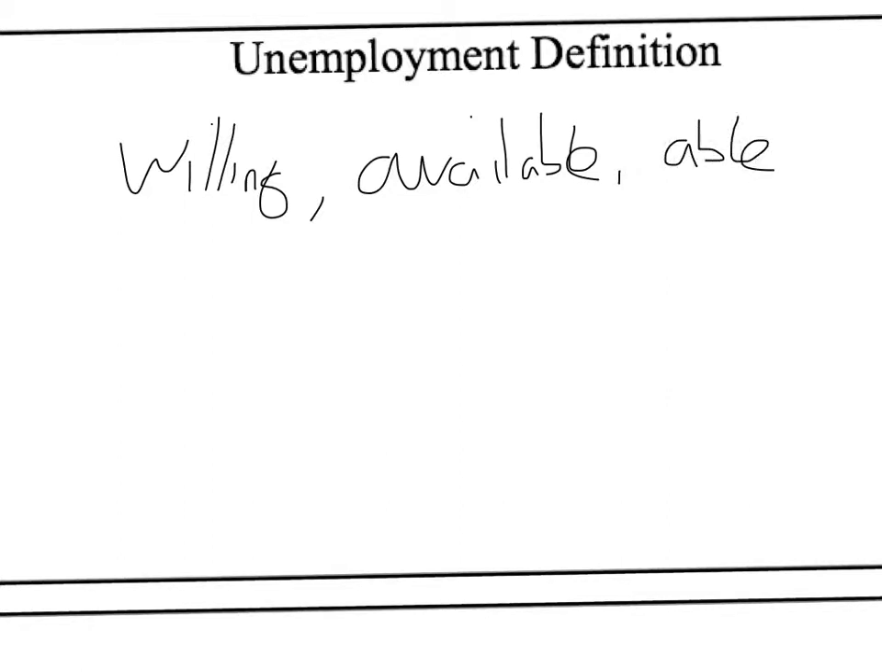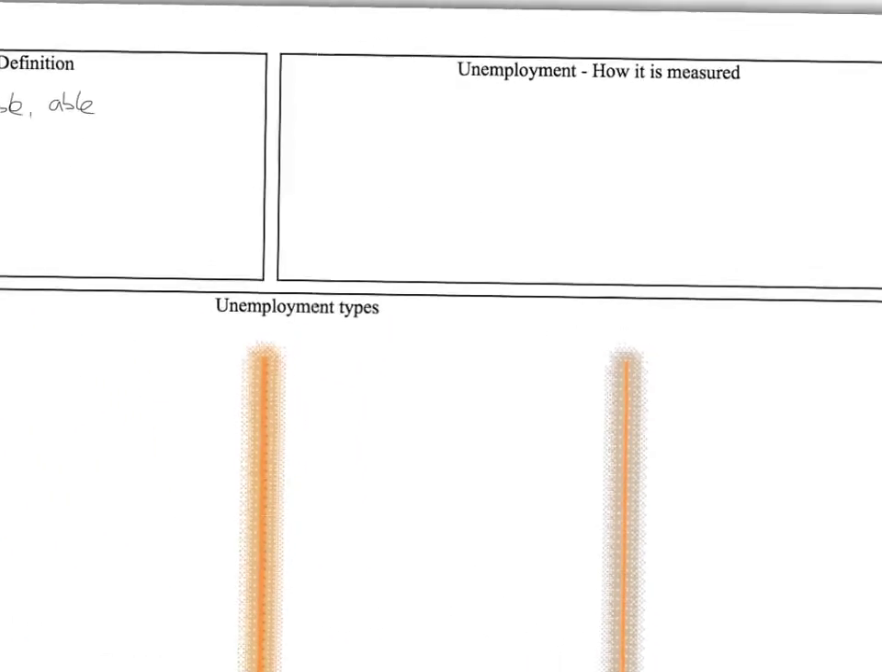So this is basically, there's lots of people who've got disabilities, which means they can't work. That means they're not able to work, so they can't be counted as unemployed. So to be unemployed, you've got to be willing, available, and able to work, but you haven't got a job. So that's the first part. Moving on to the next bit, how it's measured.